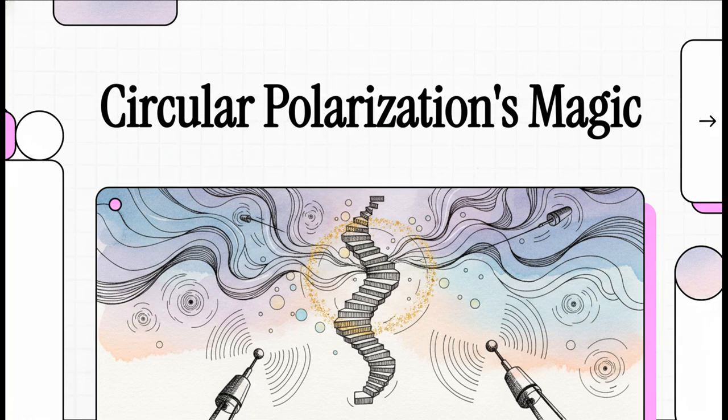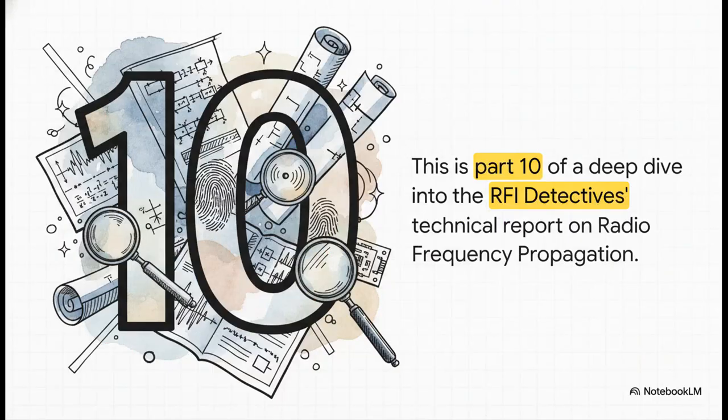All right, let's dive into a topic that honestly feels a little bit like magic, but I promise you it's pure RF engineering. We're talking about circular polarization. And look, for anyone working with radio frequencies, this isn't just some neat trick, it's an absolutely essential tool for building rock-solid systems. Now, just so you know, what we're covering today is part 10 of a much bigger 20-part series. It's all based on this incredibly detailed report from the RFI detectives over at Virtualization Options LLC. So if you're an RF tech or engineer, stick around, you're in exactly the right spot.